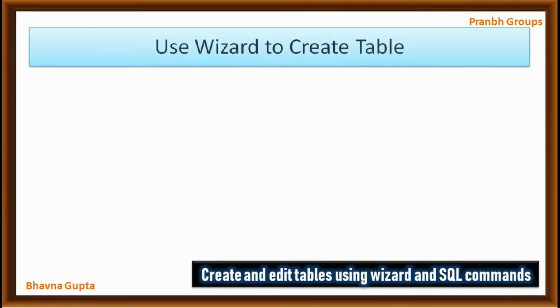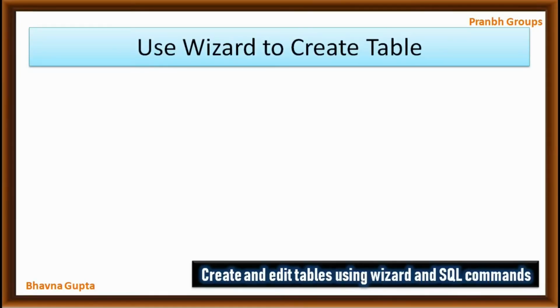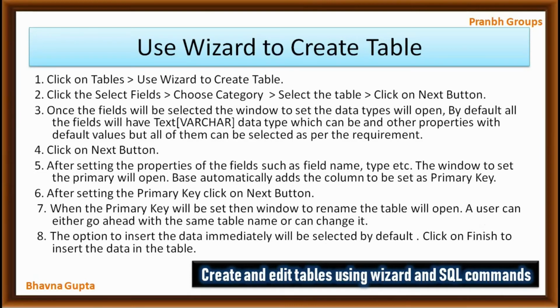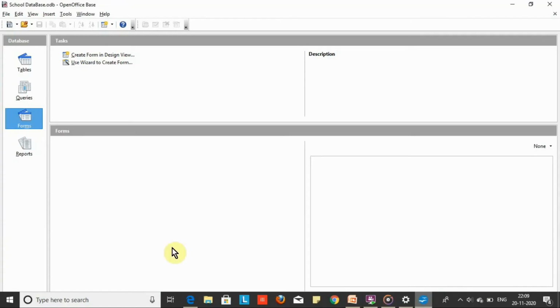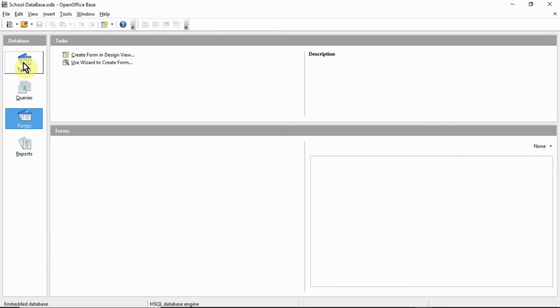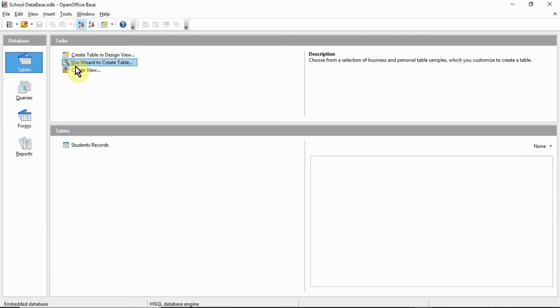Second method for creating a table, use wizard to create tables. Follow these steps. Let's do the practical and see how to create a table using a wizard. So firstly open our database and then click tables and then click use wizard to create table.